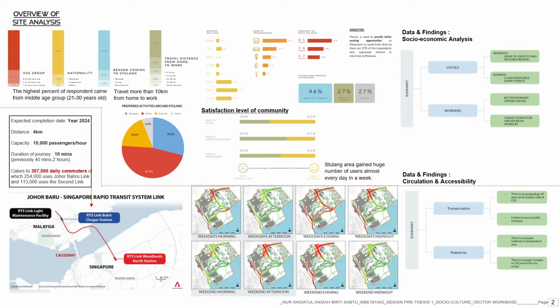This diagram shows the human activity analysis around the Tulang area. Based on the data and findings, we can say that this area gains a huge number of users almost every day of the week. To summarize, the social issues relate to the locals and the workers. For the locals, there is a lack of sense of identity for the residents and the neighborhood. That area could provide better opportunities as well as a transit point for Malaysian and Singaporean workers, whereas for transportation and pedestrians, there is limited proper infrastructure for linkage and pathways such as walkways and drop-off areas.